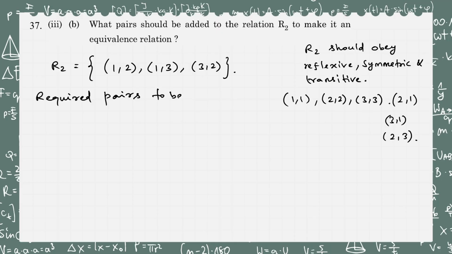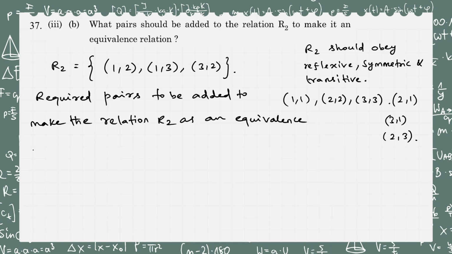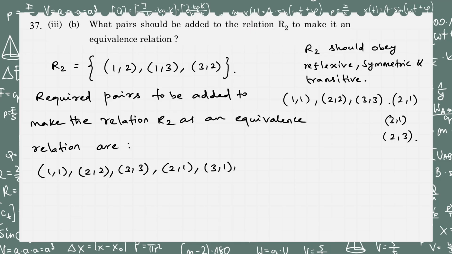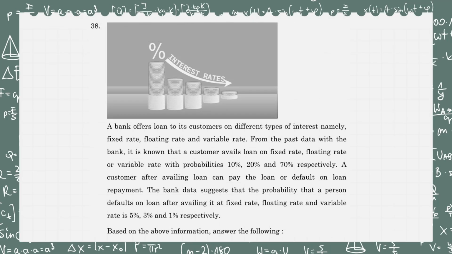So required pairs to be added to make the relation R2 an equivalence relation are (1,1), (2,2), (3,3), (2,1), (3,1) and (2,3). So that's the end of this sum. Now let us move on to the third case study.